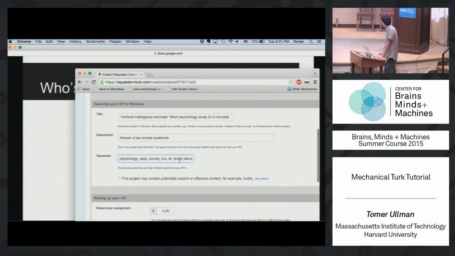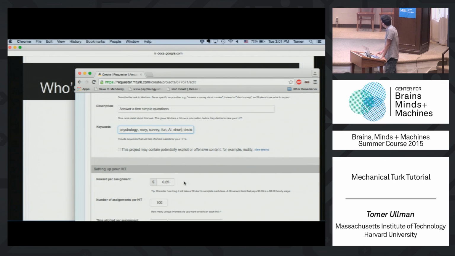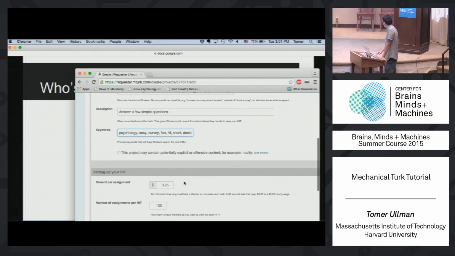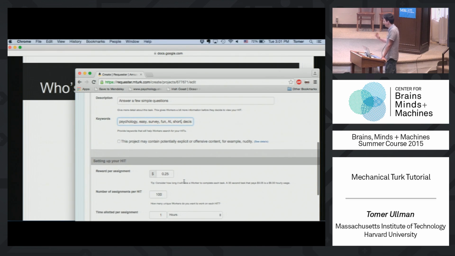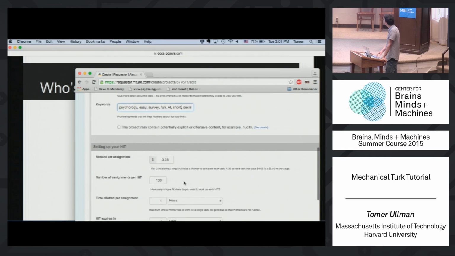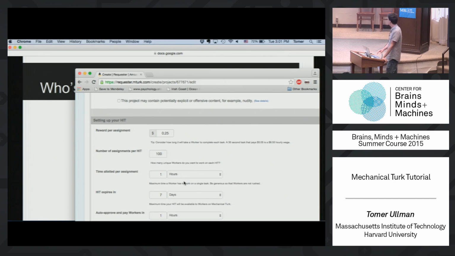Don't do that. This is where you say how much you want to pay per assignment, and we'll get to how much you should pay per assignment. You'll notice it's very little. You're paying these people very little. How many assignments you want per hit. Hit is just the name for your task. How much time you are allotting them per assignment. So that's, someone has accepted your hit. Now how long do they have to carry it out?